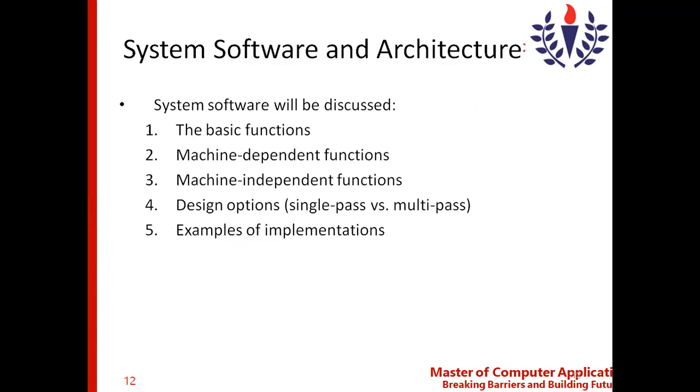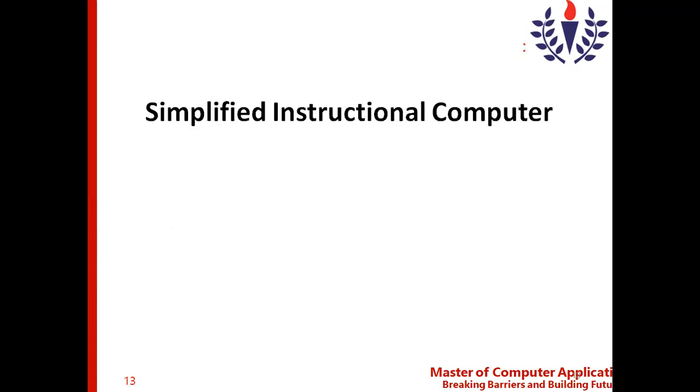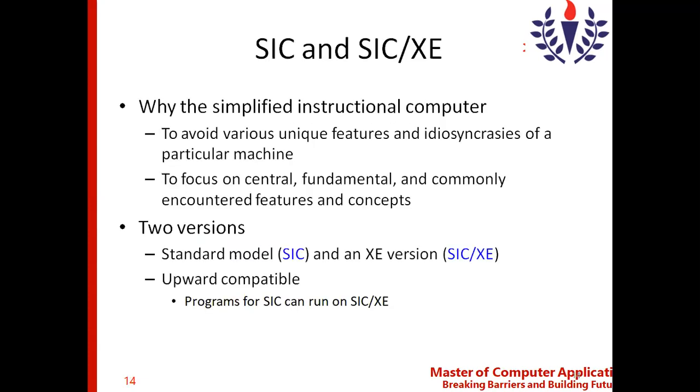When you take the system software, these are the things which we normally discuss: what are the functions, the machine dependent features, machine independent features, the design options, and the implementation part, that is, examples of the system software. So coming to the first machine architecture, that is the Simplified Instructional Computer, wherein we have two machine architectures. One is SIC and another one is SIC/XE. So why do we go with SIC or SIC/XE? What is the reason behind going with these simplified instructional computers?